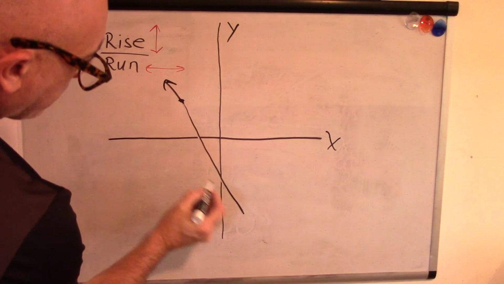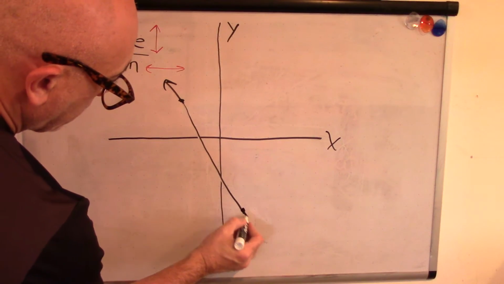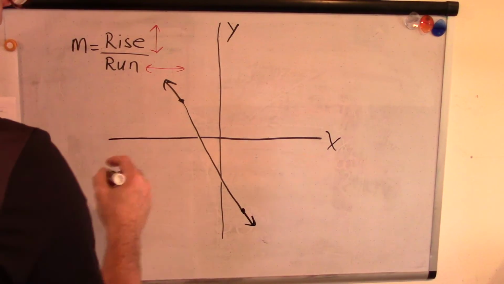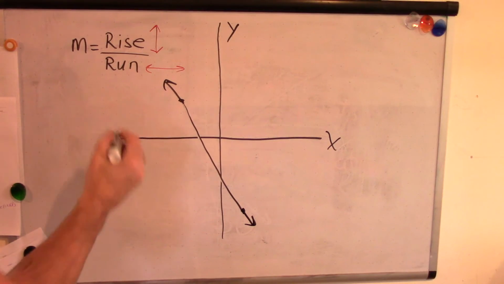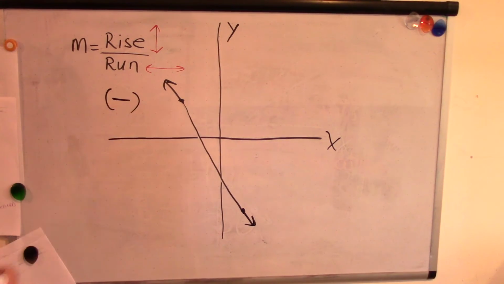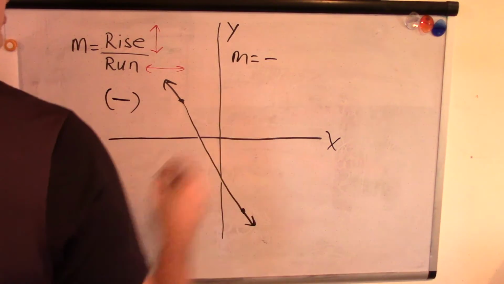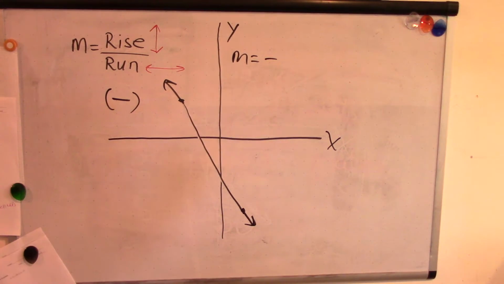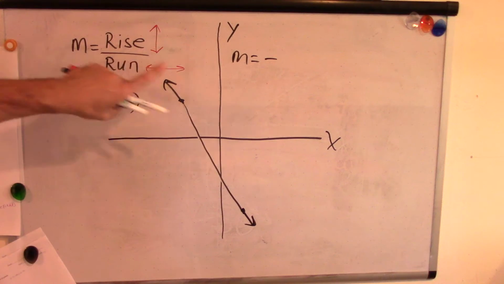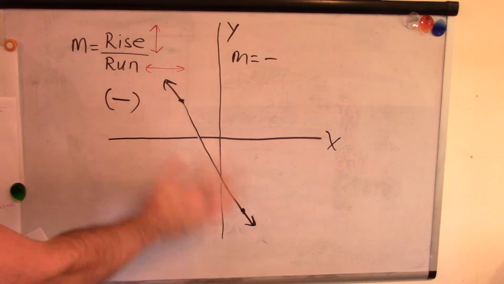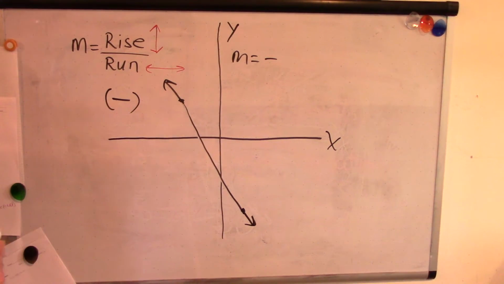We've got a point here. We've got a point here. Continues on down. Okay, so this line, it's tracking up to the left. So this line is going to have a negative slope. So m equals, it's going to be negative, whatever it is. Right? Goes up to the left. It's negative.